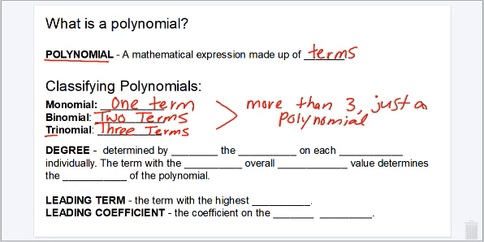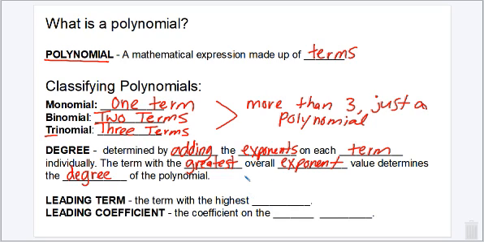Then they also ask us to describe the degree of a polynomial. And the degree of the polynomial is determined by adding the exponents on each term. So you'll take each term, add the exponents on each one individually. The term with the greatest overall exponent value determines the degree of the polynomial. So that's like if you had something like 5x squared y to the third, that would have a degree of 2 plus 3, or 5. Because you add the 2 and the 3 together to get 5.